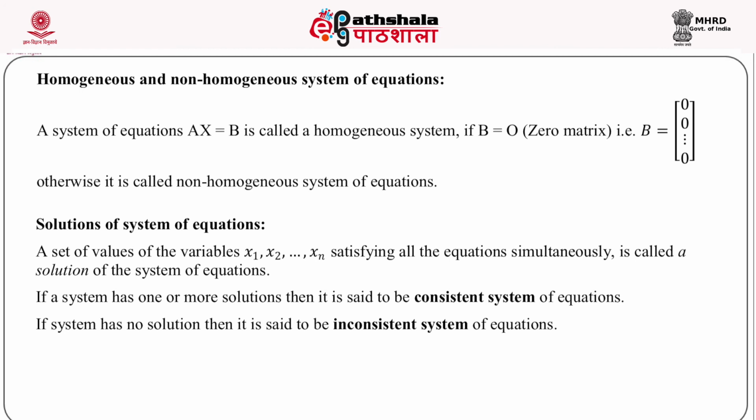Now solution of system of equations. A set of values of variables x1, x2, xn satisfying all the equations simultaneously is called a solution of the system of equations. If a system has one or more solutions, then it is said to be a consistent system of equations. If the system has no solution, then it is said to be an inconsistent system of equations.